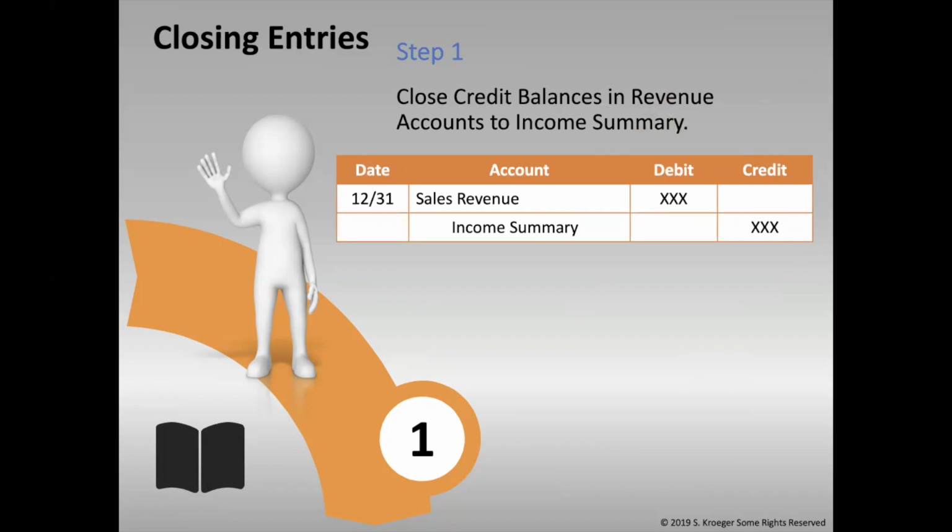This is what the journal entry would look like. If there is more than one revenue account, you would also include it in this journal entry. You would have 2 debits for the 2 different revenue accounts, and the income summary would be the total of both. I will demonstrate this with the expenses next.